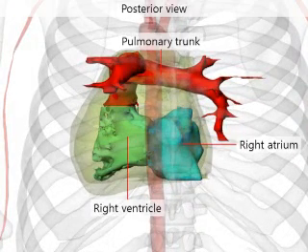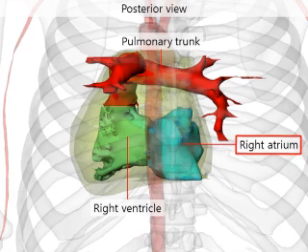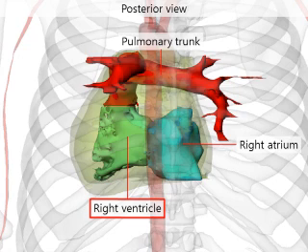You can see that the right ventricle's wall is thicker than that of the right atrium. However, the wall of the right ventricle is not as thick as the wall of the left ventricle.